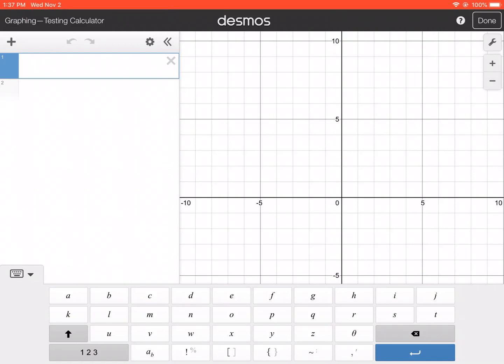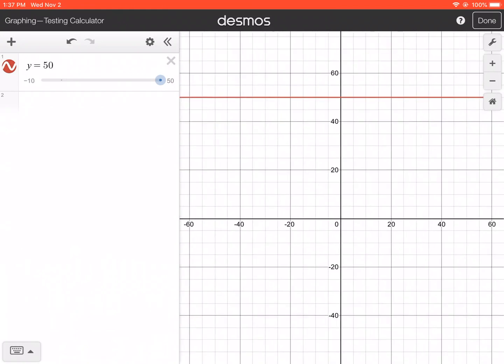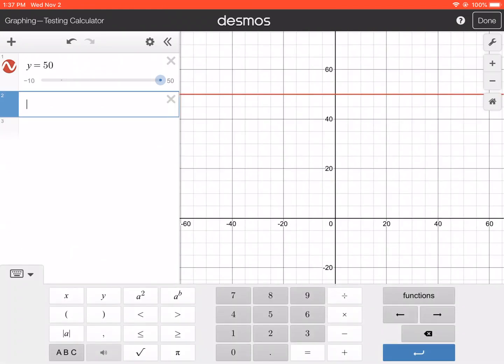You're just going to scroll down the page. I had to go to a different screen. So we have y equals 50. And that's not on my screen because 50 is going to be up here. There it is. And I just pulled and dragged my screen until I could see that line.